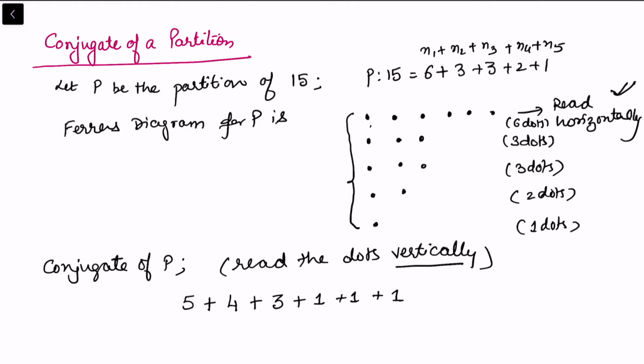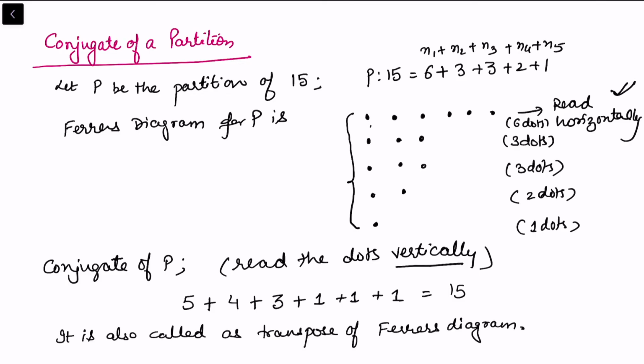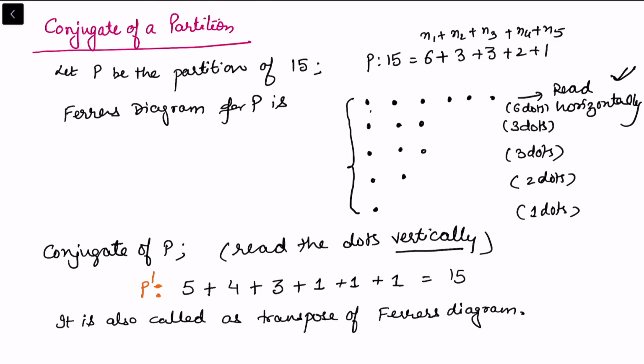And we also notice that this is a partition of 15 only. 5 plus 4, 9 plus 3, 12, 13, 14, 15. So this is again a partition of 15 only, and this is also called the transpose of the Ferrers diagram, and we may denote it as P dash, or with any other notation. Let me just write down P dash.